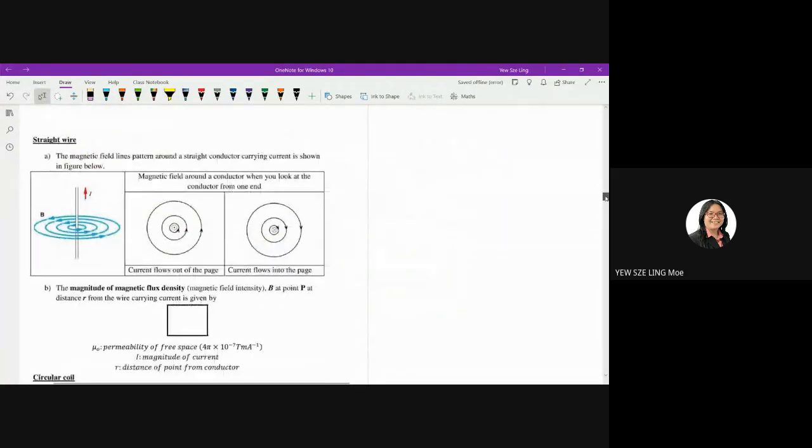Okay, let's see. Straight wire. The magnetic field lines pattern around a straight conductor carrying current is shown in the figure below. So the magnetic field around a conductor, when you look at the conductor from one end: the one on the left-hand side is from the top view, and the one on the right-hand side is from the bottom view. When it comes to questions, usually we will choose either one. We don't leave it in this 3D form.